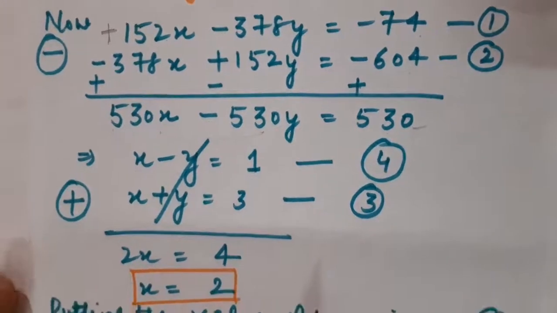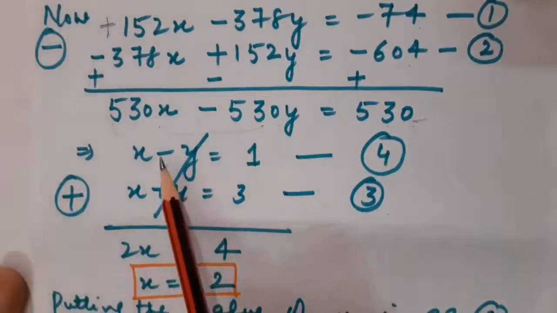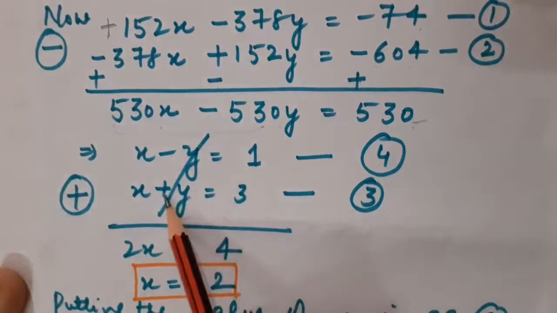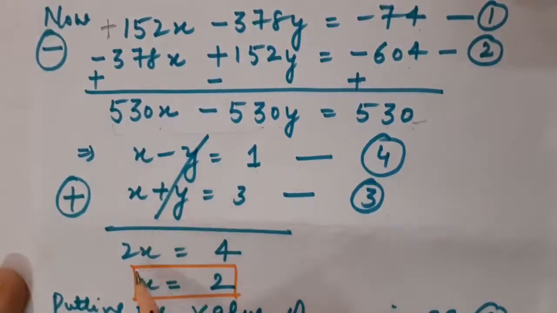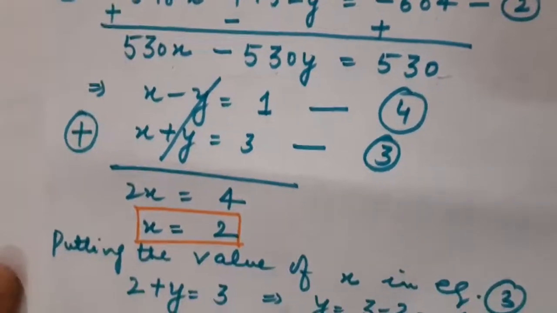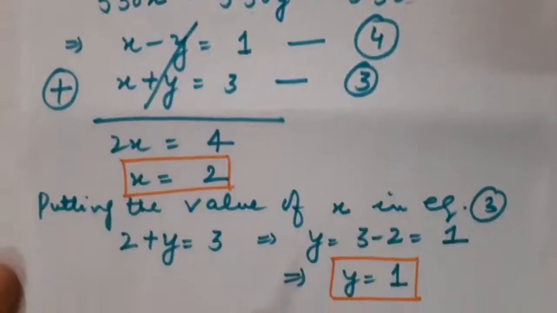Now we are going to solve them. Just add them, because here the numerical coefficient of y is the same. They are cancelling. So x plus x will become 2x is equal to 4. So what is the value of x? x is equal to 2.